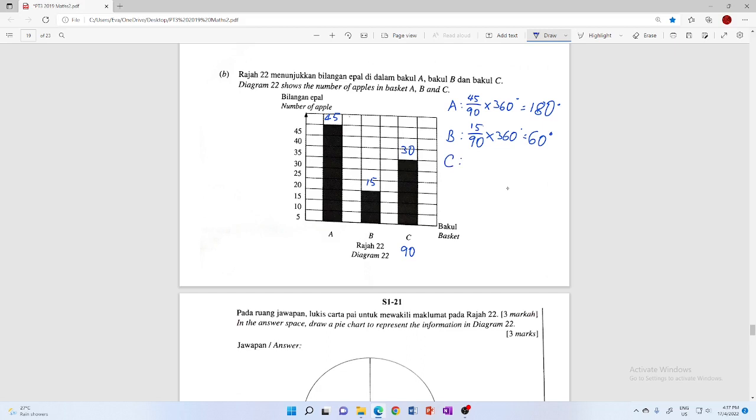And C is 30 over 90 times 360 degrees, that is equal to 120 degrees. So we have the angles and we draw it on the pie chart.